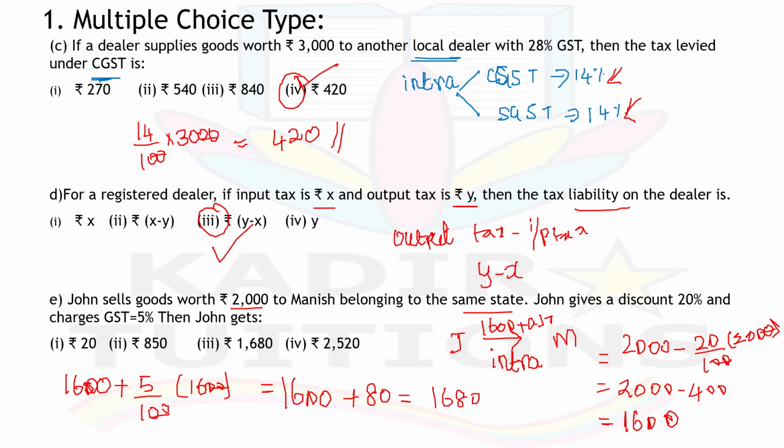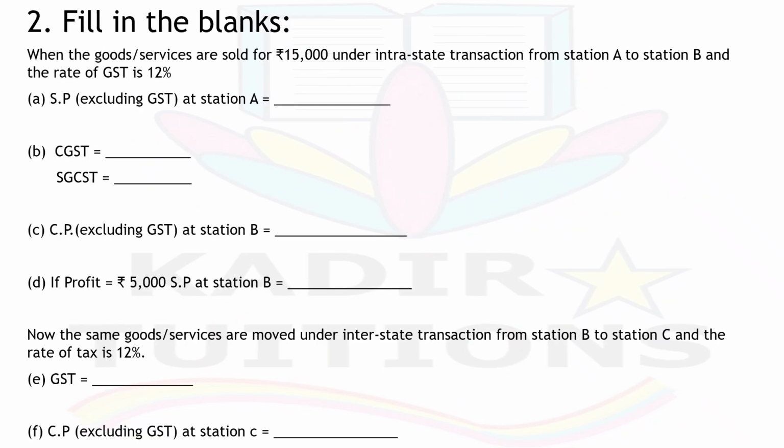So which option is this? Yeah, this is option 3. So here the problem is over. Third option, so this is the right option. We'll see the next. So the next second question is fill in the blanks.